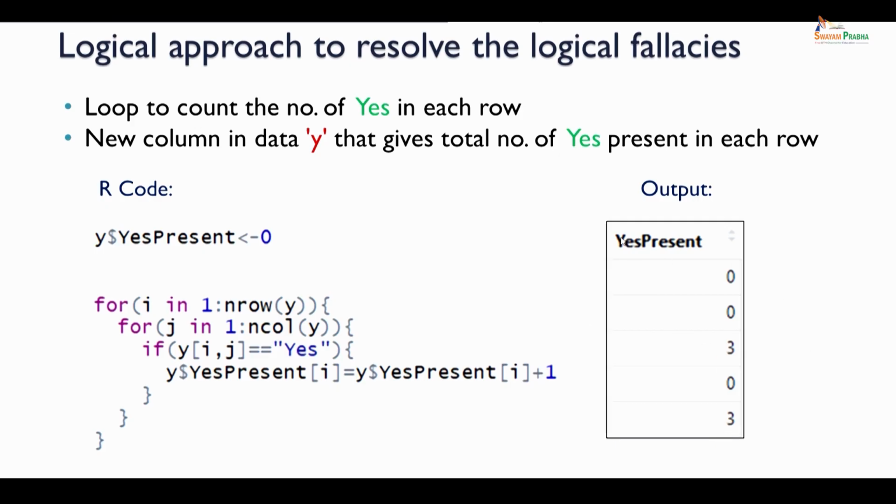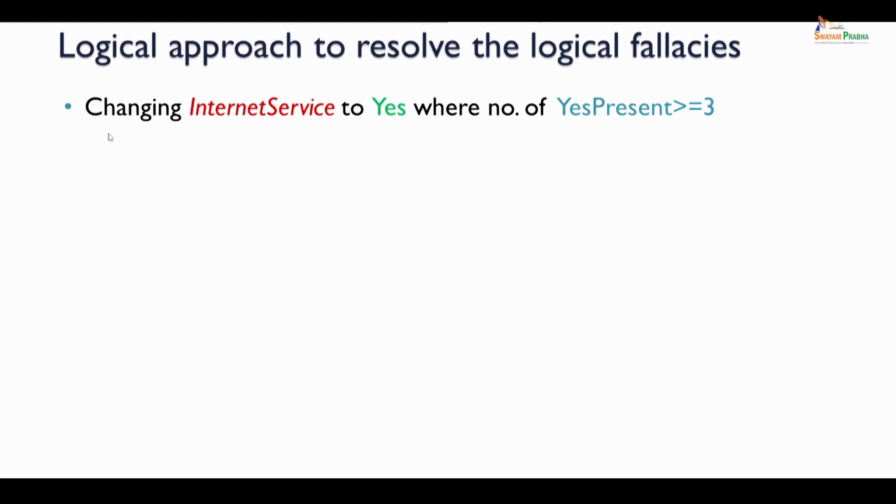So, now let us see how to resolve this logical fallacy. We are interested in changing the internet service to S, where the number of S present is greater than or equal to 3. For instance, you can fix your cutoff value here based on your domain knowledge or based on your requirement, but since we almost have 3, I am giving the cutoff as 3 here. So, wherever the S present exceeds a value of 3, I am going to replace the internet service from no to S.